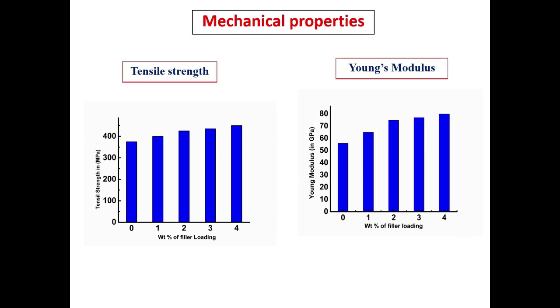This is the tensile strength and Young's modulus. Here 4 weight percent shows high tensile strength as well as Young's modulus as compared to 0, 1, 2, 3 weight percent loading of the filler. The purpose of this study is to verify the strength of the material, and if the strength is very high, then the material is a very effective supercapacitor, because high strength supercapacitors are chosen for that application. The mechanical properties, improved tensile strength and Young's modulus, show that this material is very effective for the preparation of the supercapacitor.